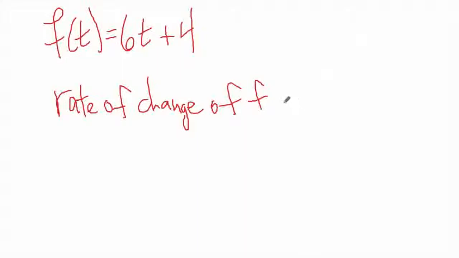Rate of change of f of t is the change in the function relative to how much I have to change the time in order to get that change. This is a linear function, and so that's going to give the slope, which is 6.